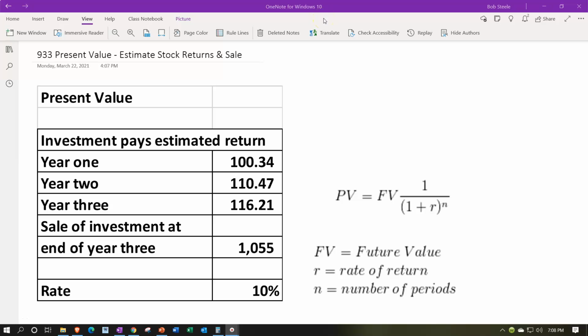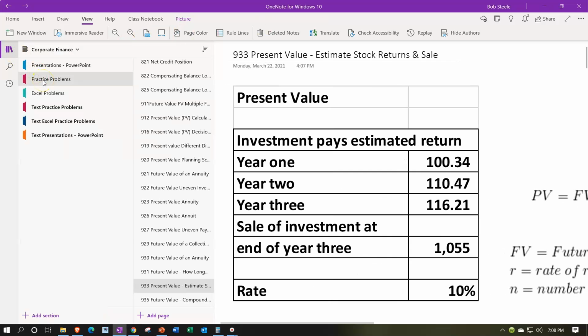If you have access to OneNote and would like to follow along, you're not required to, but if you would like to, we're going to be in the tab on the left-hand side. We're in the practice problems. Then down here in the 933 present value, estimate stock return and sales tab.